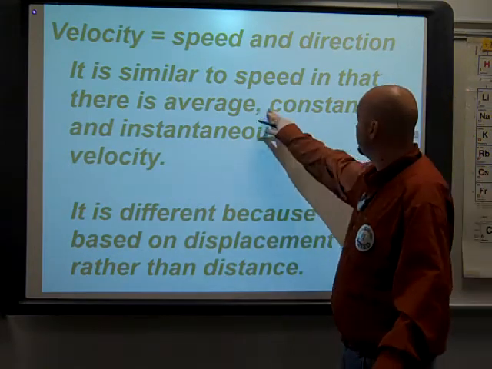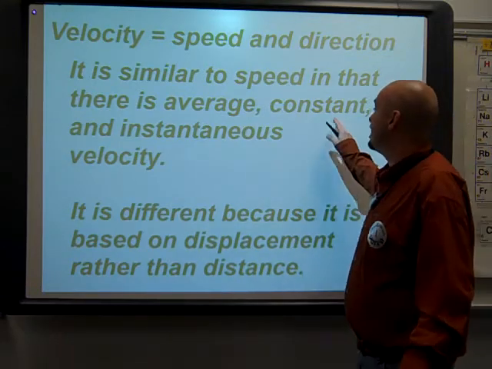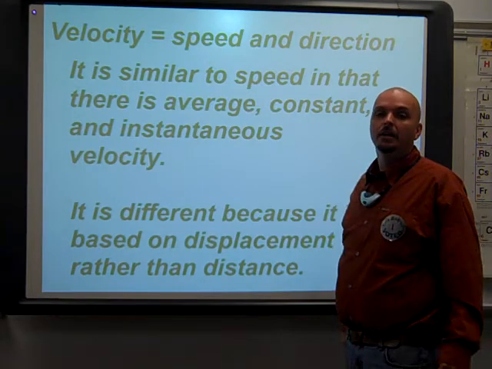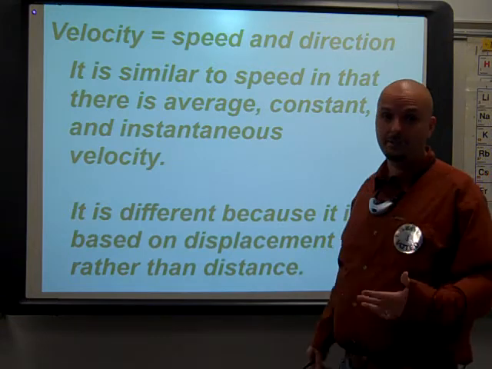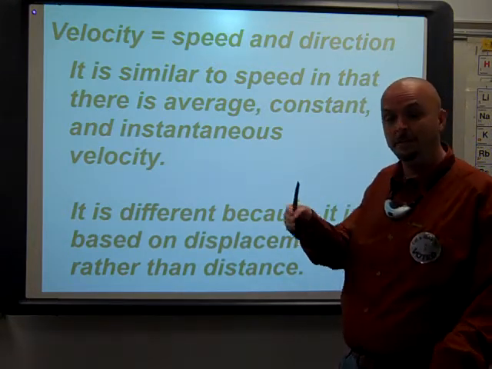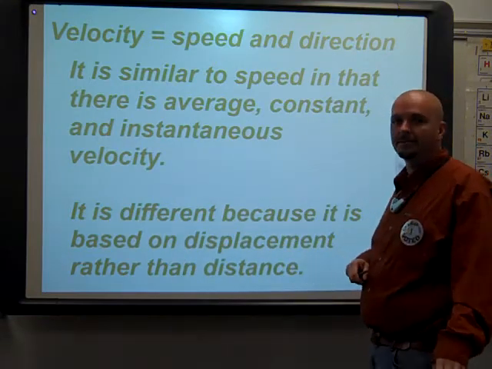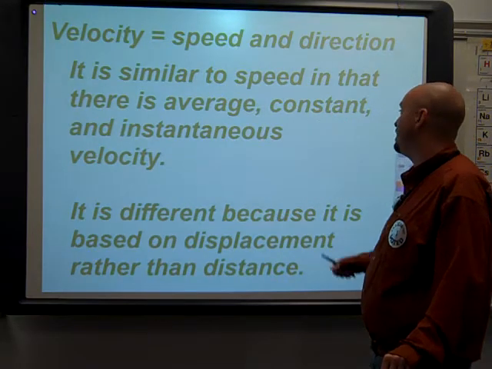There's a slight difference in the constant thing here. Constant speed means your speed doesn't change. Constant velocity means your speed and direction don't change. Constant speed is hard to find on Earth. Constant velocity is nearly impossible. Because to have a constant velocity, you have to be moving at the same speed in a straight line. And most of the time on Earth, things don't move in straight lines. So constant velocity is even harder to find than constant speed is. But it means the same thing.